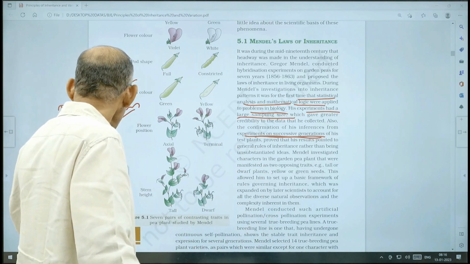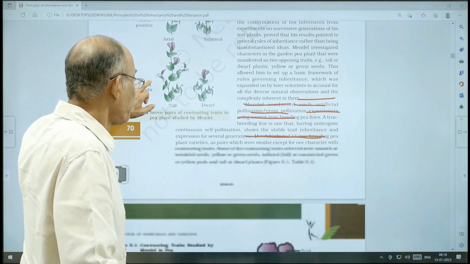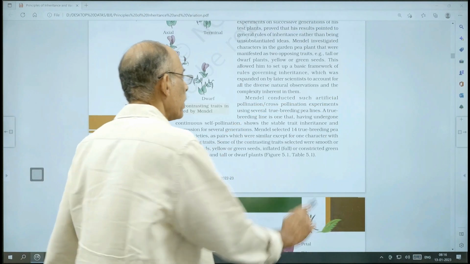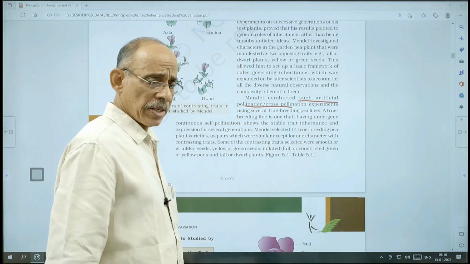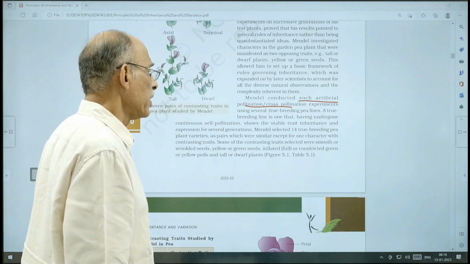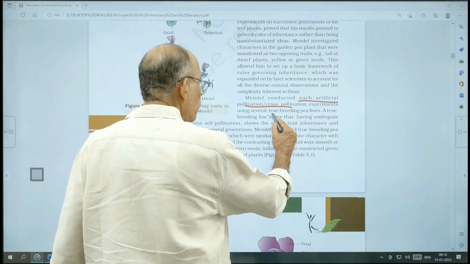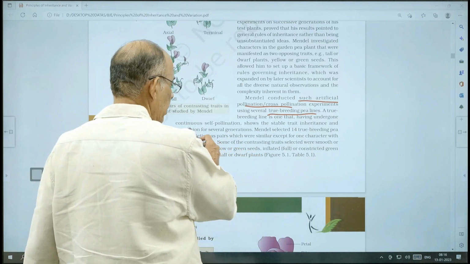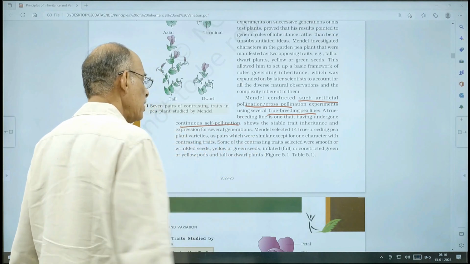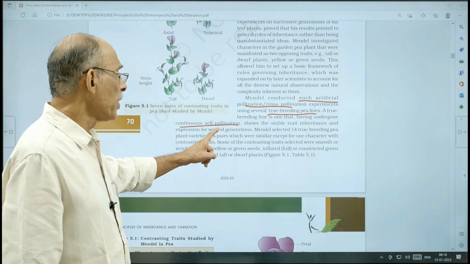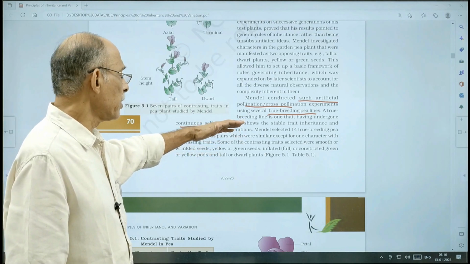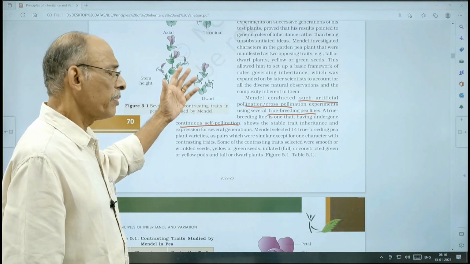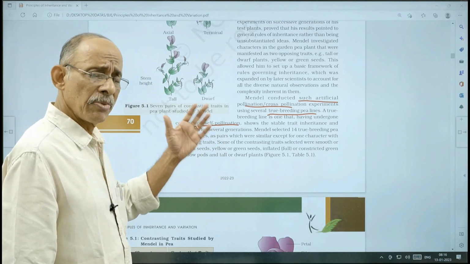Then Mendel conducted artificial or cross-pollination. And he developed true breeding pea lines, true breeding plants. How did he develop true breeding pea lines? That is by continuous self-pollination. After continuous self-pollination for several generations, tall plants will produce only tall, dwarf will produce only dwarf. Violet flowers will produce only violet, white flowers will produce only white, like that.